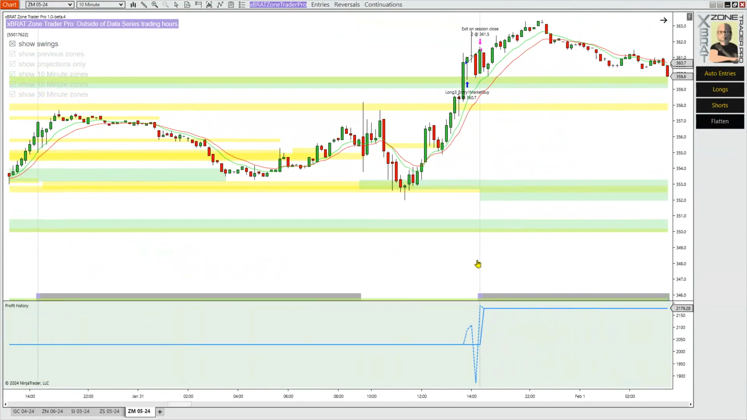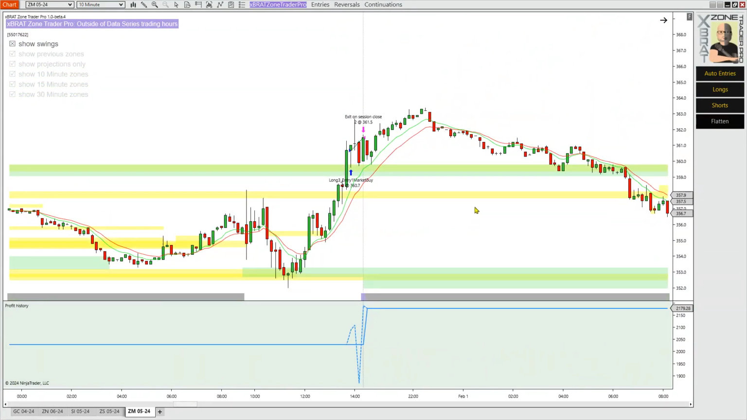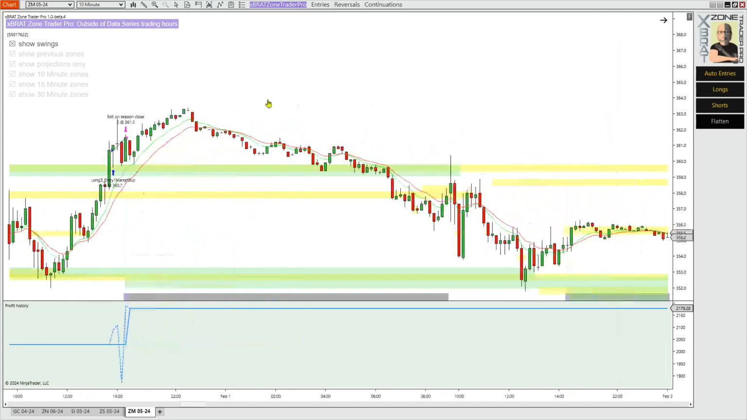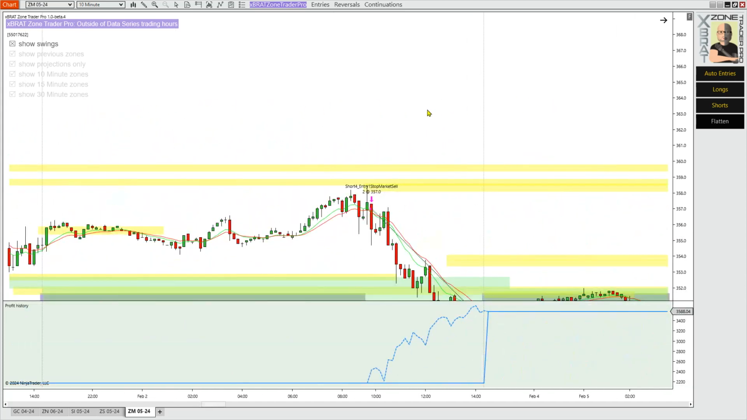So, next one. This one entered pretty close to the session close, really. And again, remember, we're only going to 2 p.m. anyway. We're not interested in this bit because when we've looked at those times of the day, it really isn't that much more profitable. That's just a one-hit wonder, but it wasn't a loser.